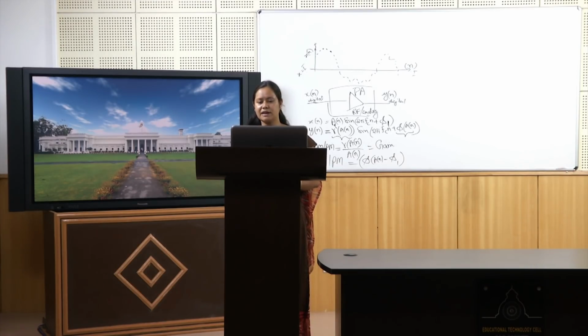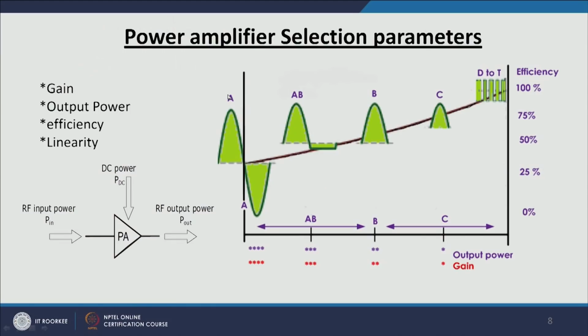Now, if you look at this diagram, we are showing different classes of power amplifier. Class A amplifier is considered the most linear amplifier. It has very high gain and good output power, but it has a very small percentage of efficiency. It converts a very small portion of the power to output power, so it requires lots of DC power.